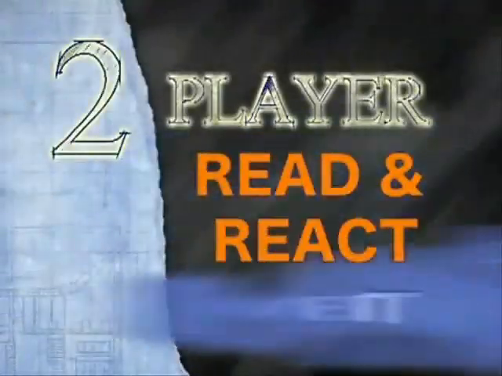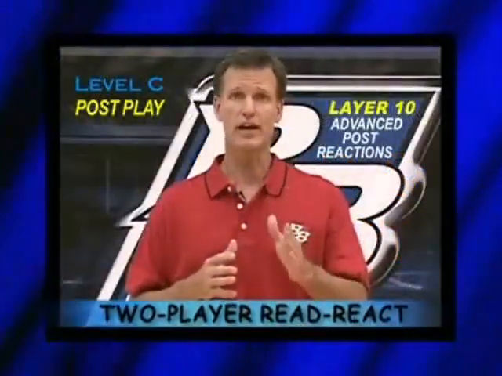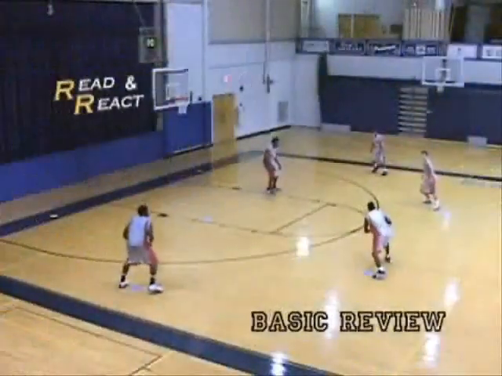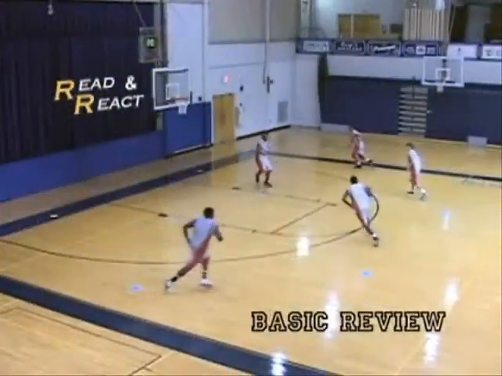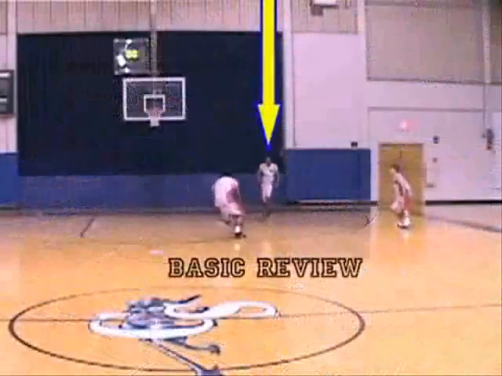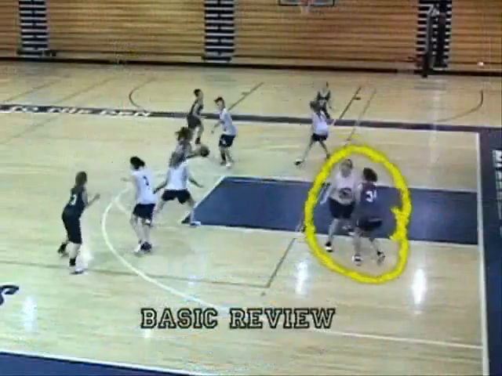2-player read and react habit. This is the 2-player read and react habit that must be drilled for this layer. If dribble penetration comes into the lane above the line of the post, his first priority is to get out of the way. Step down to the short corner and give the penetrator a chance to get to the rim.